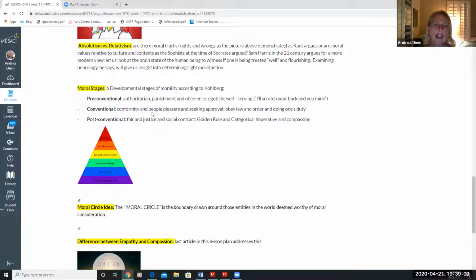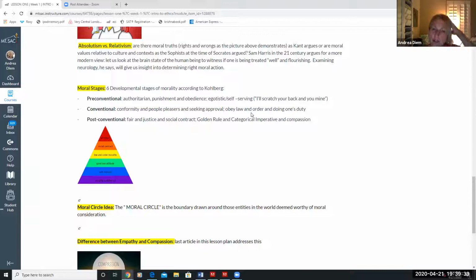Conventional morality is people now are kind of conforming more, and they really want to focus on law and order and doing one's duty. But post-conventional is really focusing not just on following the rules and law and order, but being concerned about fairness, about justice, about compassion, about what's called the golden rule, about the social contract.